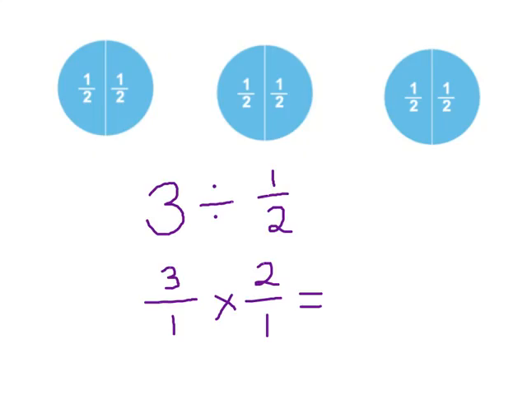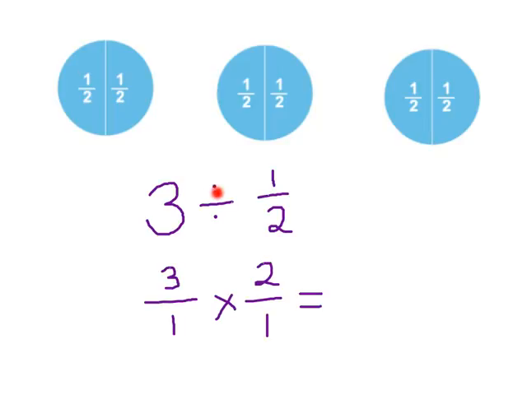So let's see what that actually looks like. If I had the problem 3 divided by 1/2, that means I'm going to take, let's say, 3 pizzas. So up here I have 1, 2, 3 pizzas, and I want to divide each of those in half. So you can see that I have cut each of the pizzas in half, and I'm going to take the reciprocal.